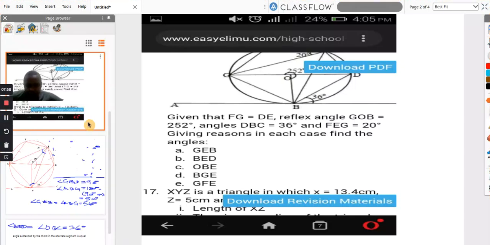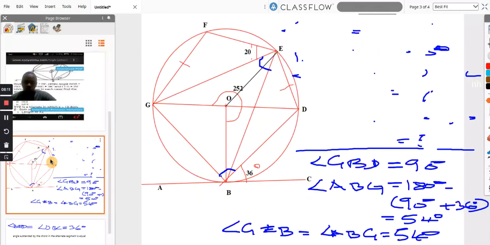Now the next question is angle OBE. Angle OBE. So this one I think we have two ways.